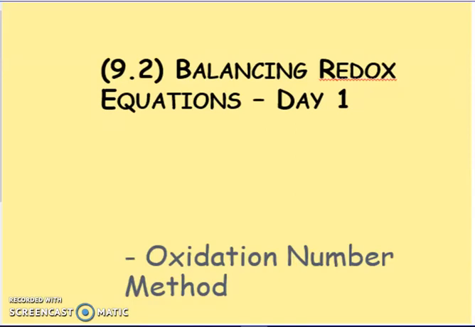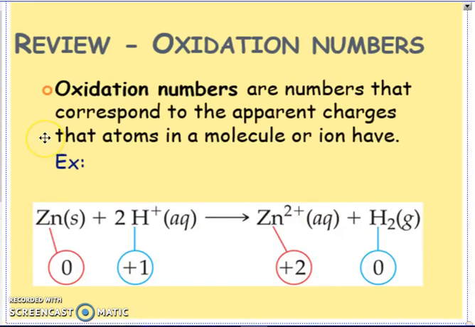Okay, everyone, so we're going to start looking at balancing redox reactions. We're going to do this over a couple of days since there's two different methods to learn about. Today we're going to look at the oxidation number method, and the second method is called the half reaction method. They're similar but different. We're going to learn one, you'll have time to practice, and then we will do the second one the next day.